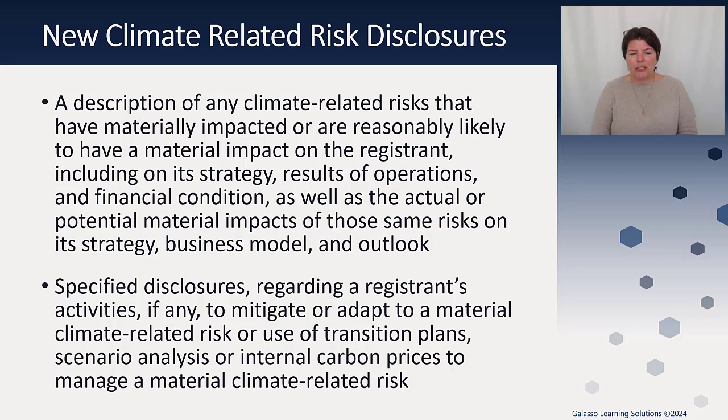In terms of the disclosures, they want a description of any climate-related risk that has materially impacted, or is reasonably likely to have a material impact on, the registrant, including strategy, results of operations, and financial conditions, as well as the actual or potential material impacts of those risks on strategy, business model, and outlook. The one change from the previous proposal is that there is a consideration of materiality, and they do cite the U.S. Supreme Court definition of materiality, which focuses on whether a reasonable investor would consider that as part of their decision-making process. There are also specified disclosures regarding any activities made to mitigate or adapt to a potential material climate-related risk, or use of transition plans. They talk about scenario analysis and internal carbon pricing as part of it.